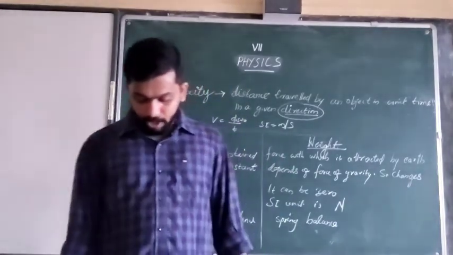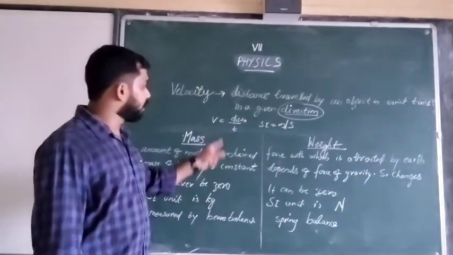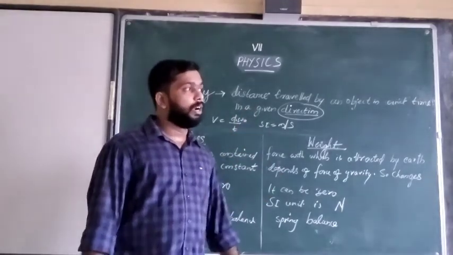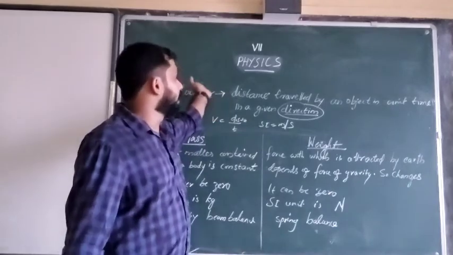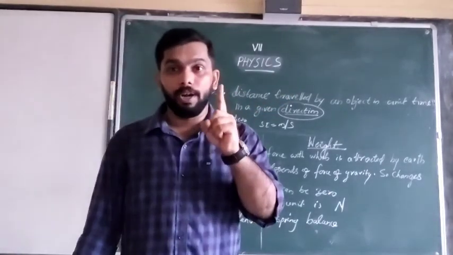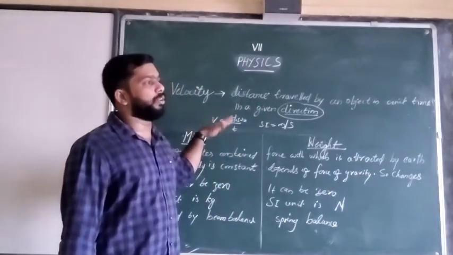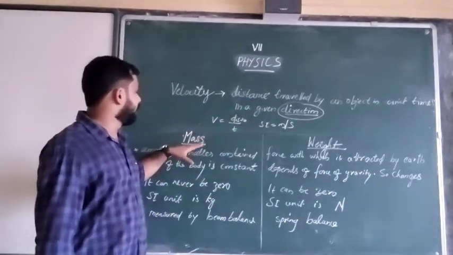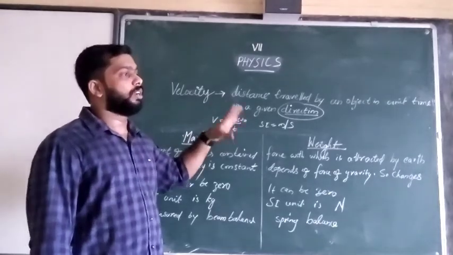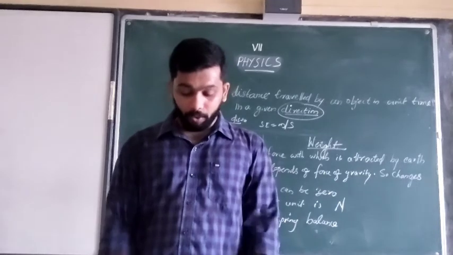This is our chapter. I think on page number 29, one big table is given with all these differences. It's very important, you have to learn. So today we have discussed velocity, the distance traveled by an object in unit time in a given direction. Then we have seen uniform and non-uniform velocities. Then we came to mass and weight, and the differences between mass and weight. This is all about our chapter.